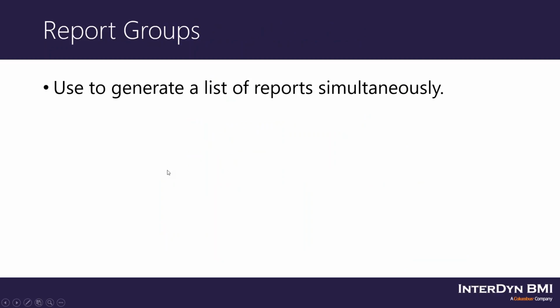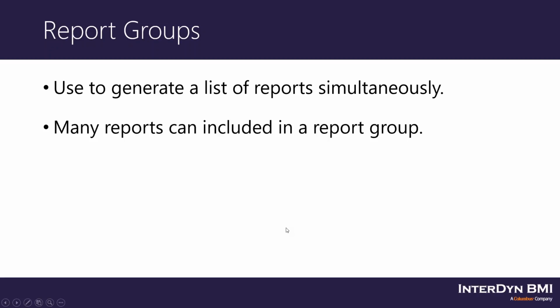All right, so report groups. What are report groups and what can I do with these? Well, what a report group does is it basically allows you to generate a list of reports simultaneously. So it allows you to group those reports together, click a button, choose a time frame, and have all of those reports generate. You can create many reports in a single report group. You can create multiple report groups that might have various combinations. So say you create 3 different report groups. You could have one report in all 3 of those report groups if you wanted to. It all depends on what you need your report group to actually do.